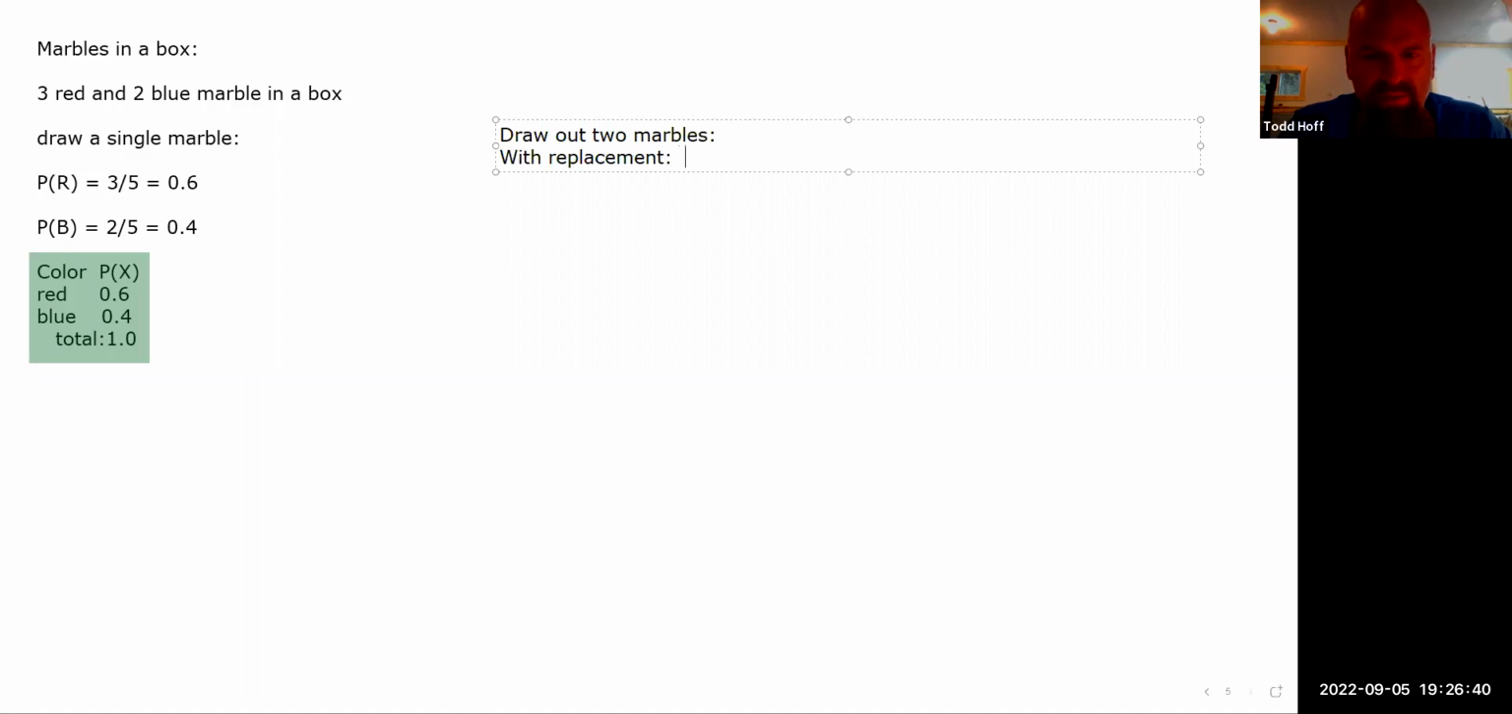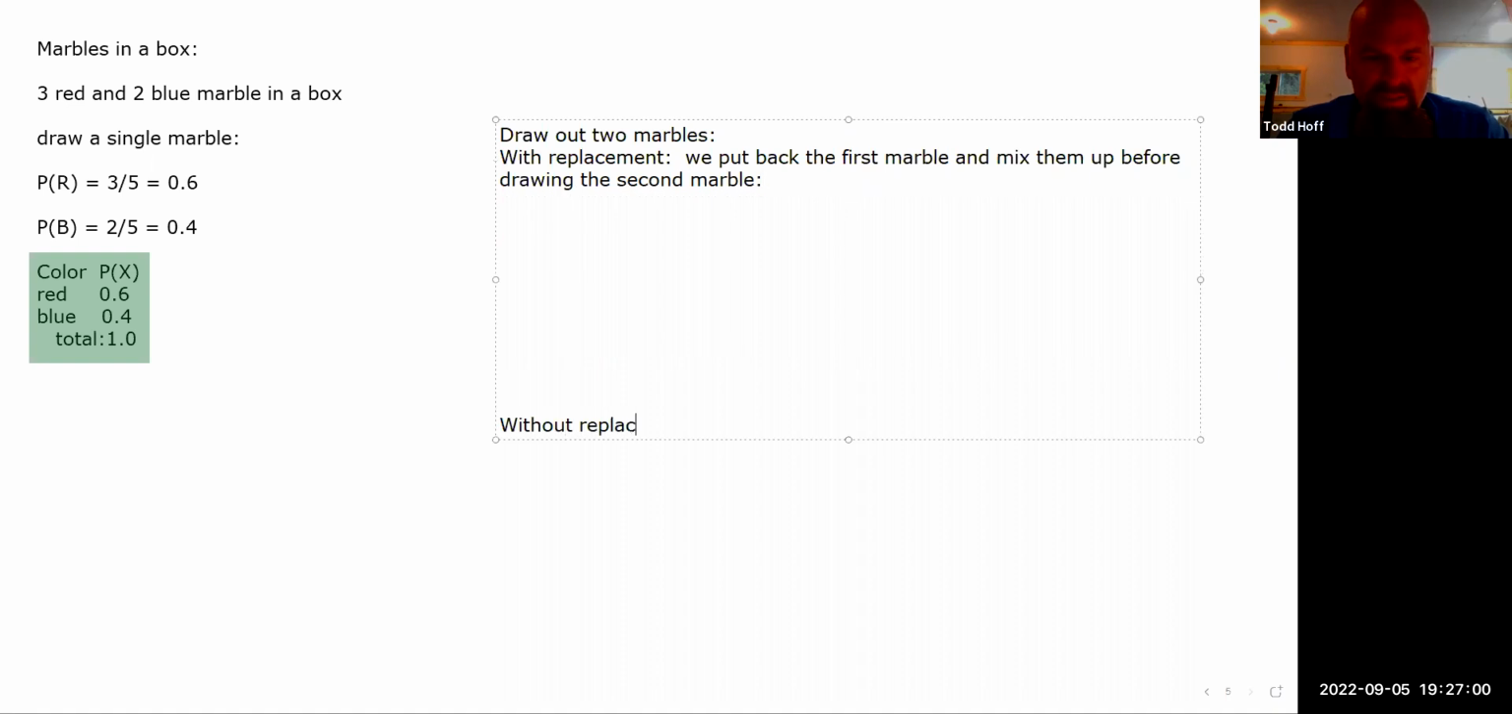One is with replacement. What with replacement means is we put back the first marble and mix them up before drawing the second one. If there's with replacement, that implies that there's something called without replacement. Without replacement means we do not put back the first marble. We leave it out and we go ahead and draw the second marble.